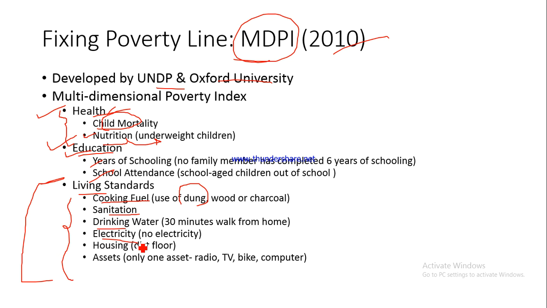Whether the family, whether the individual has access to electricity or not. What about the housing? Does the house have a dirt floor, or does it have a concrete or cement floor? So that also is to be taken into account. And then what about the assets?